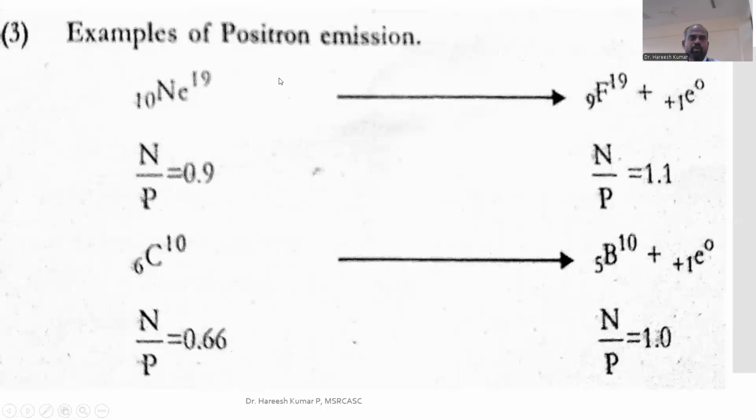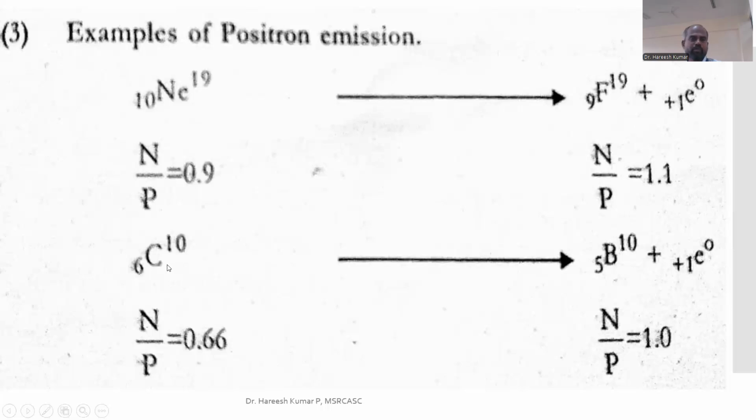I'm taking an example of emission of a positron. Positron is represented as +1 e 0. Here the atomic number moves towards the left side of the periodic table. That means neon is converted into fluorine. When we calculate the N by P ratio for neon and fluorine, for neon it is 0.9, which is unstable, and for fluorine the N by P ratio is 1.1.